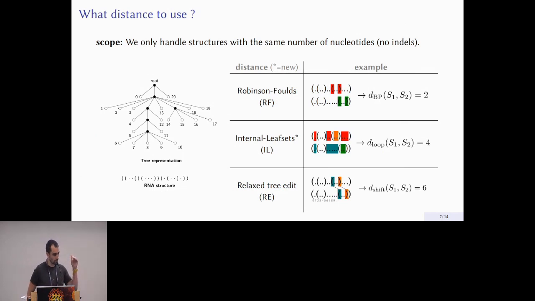So you see that behind all of these distances, there are different choices of what are the unique evolutionary moves through which we think the structure evolves. Okay, so base pair addition, deletion, base pair shifts, etc.